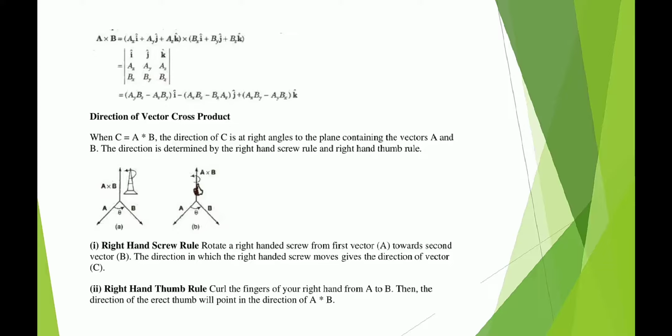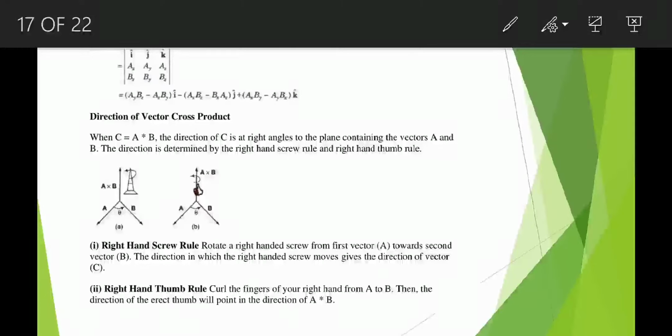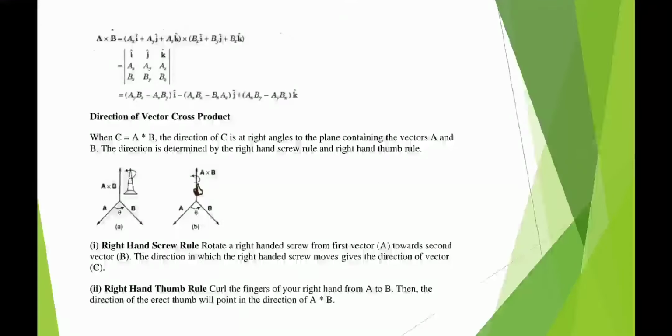First one, right hand screw rule. Rotate a right handed screw from the first vector A towards the second vector B. The direction in which the right handed screw moves gives the direction of the vector C. Second one, right hand thumb rule. Curl the fingers of your right hand from A to B, then the direction of the erect thumb will point in the direction of A cross B.